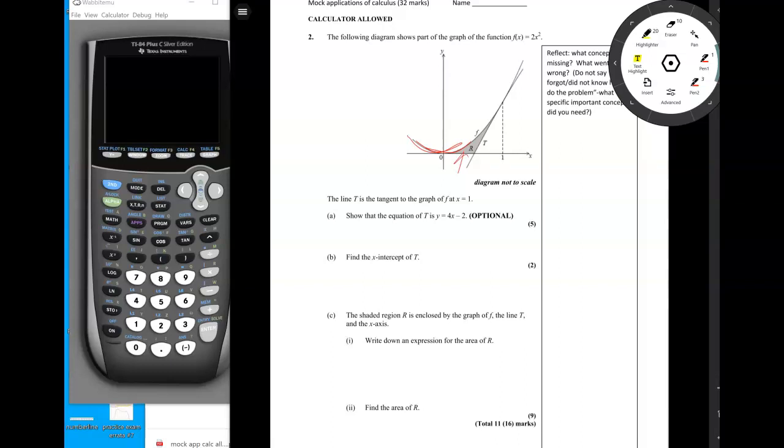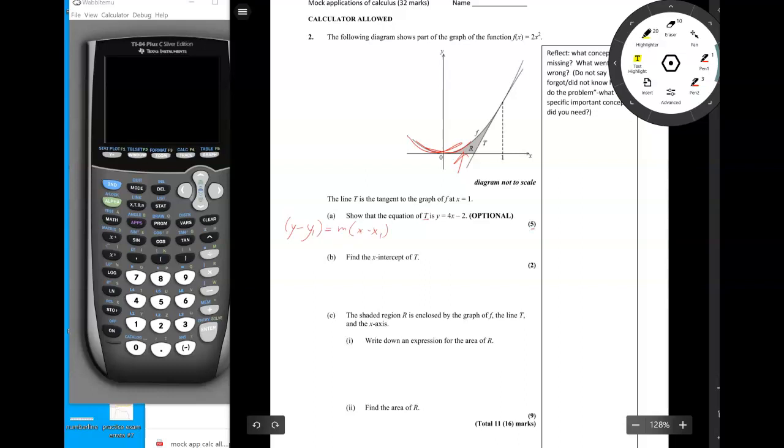First, they say, show that the equation of t is y equals 4x minus 2. I put this as optional because it's not really related in particular to this unit, and it's worth quite a bit of points because it's a multi-step process, right? Okay, remember that t is the tangent line. And remember, to find the equation for a tangent line, the easiest way to do it is to use point-slope form.